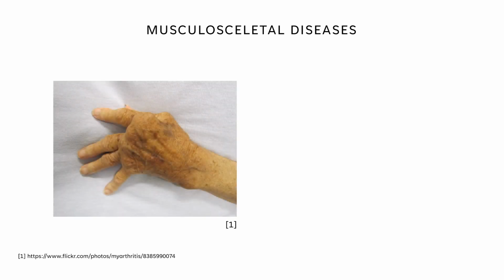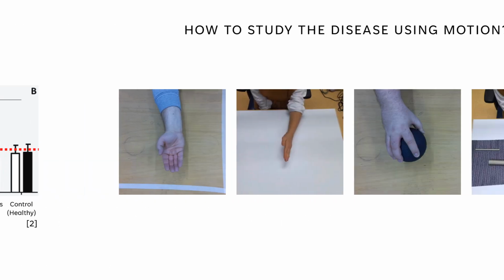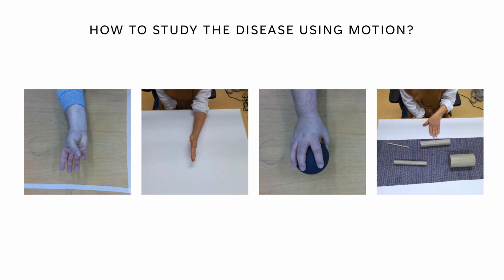Musculoskeletal diseases such as rheumatoid arthritis are hard to detect in early stages, as the state of the disease is not as clearly visible as in the image here. However, when we took a look at motions, we did observe that the patients show a high variance in their movements compared to healthy subjects. So the question arises, can we study the disease using motion?